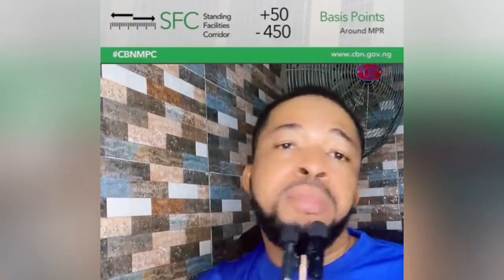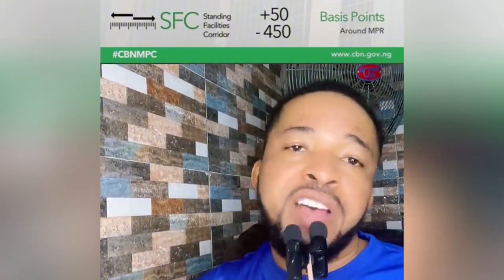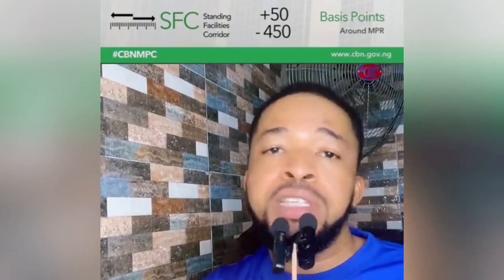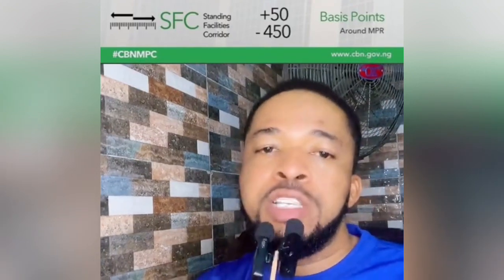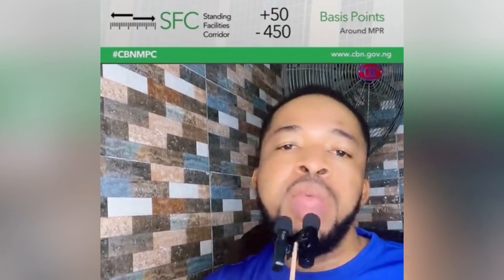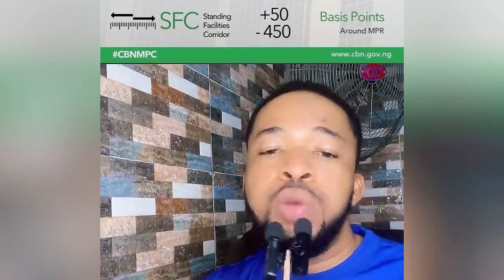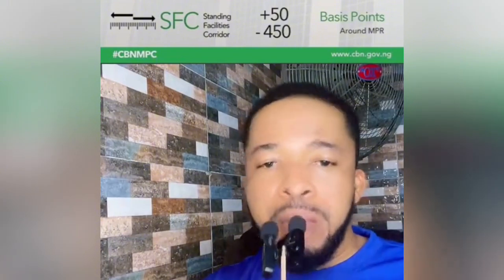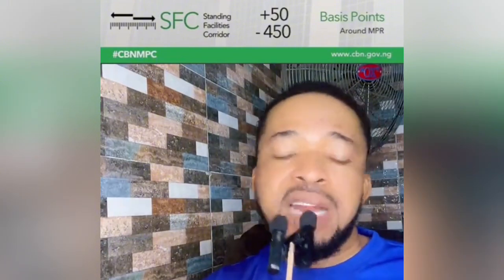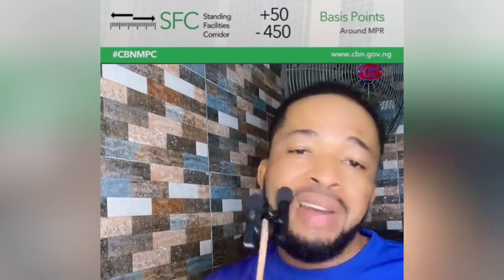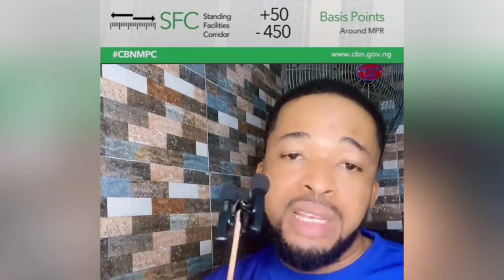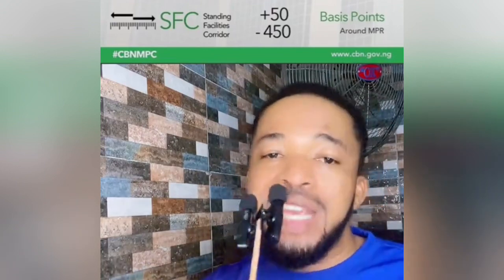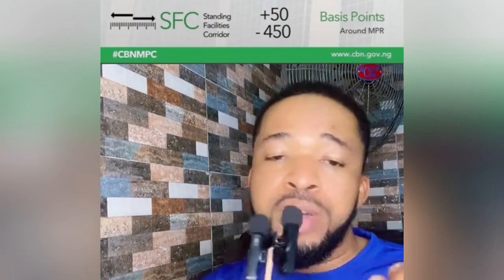So the last item is the SFC, which is standing facility corridor, and is currently around plus 50 basis points, minus 450 basis points. And this is a safety window around the MPR, right? MPR, that is on the extra fund that has been kept with the central bank. So what this helps to do is that it keeps the interest rate very steady and also avoids fluctuation.